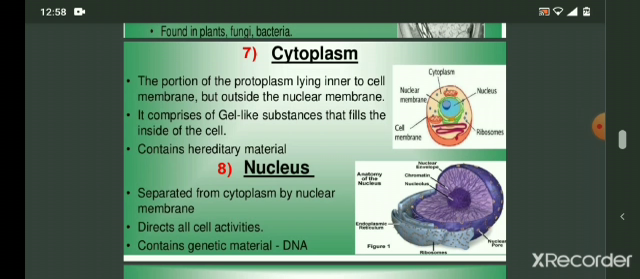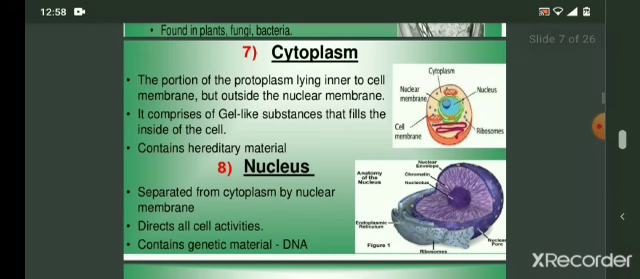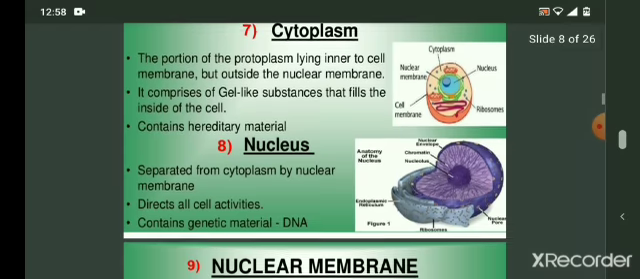Now this is another one, a nucleus. Nucleus is in the center of the cell. It is the control center. It is separated from the cytoplasm by a membrane. Nucleus has its own membrane, the nuclear membrane. It controls all the activities. It directs the cell when to divide. It also contains the genetic material, that is DNA. Genetic material has all the characteristics of the young one.